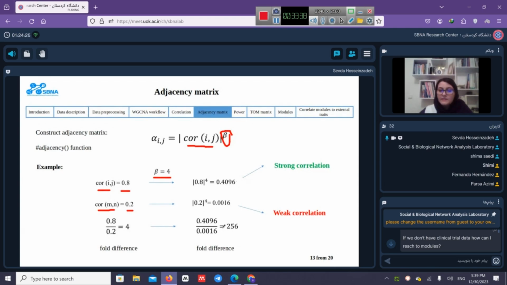256, and absolutely we can say there is a strong correlation between these two genes, and on the other hand I can say there is a weak correlation between M and N. For distinguishing strong correlation and weak correlation with high accuracy, we have to use the power. But how can I choose the best value for power? For example, we can use the power 4, 6, 9 or 10 or other numbers. Which one is suitable for us?